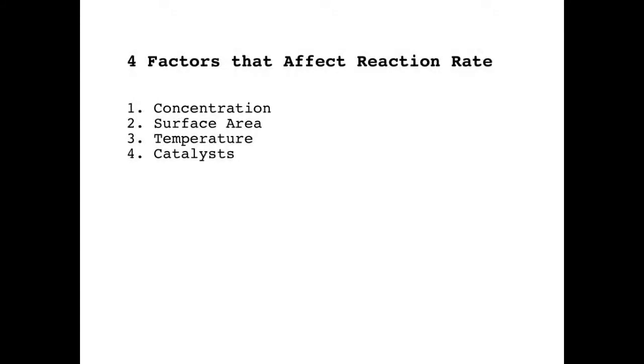So far in this unit, we've talked about how to measure the rate of a reaction. Reactions don't always happen at the same speed. Every reaction has its own rate, but there are also things we can do to change the rate. We can change the concentration, we can change the surface area, temperature, or we could add a catalyst or sometimes an inhibitor. Let's look at each of these by themselves.